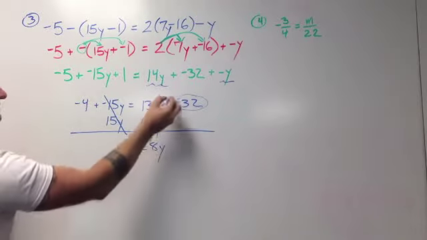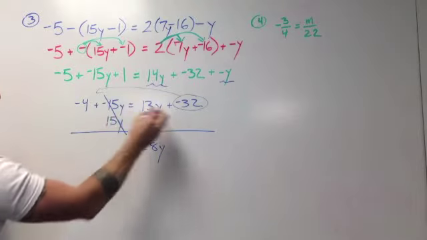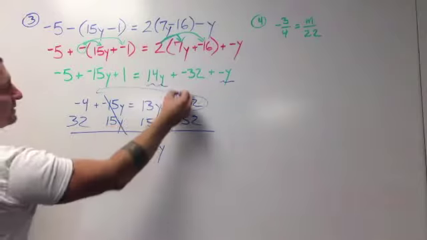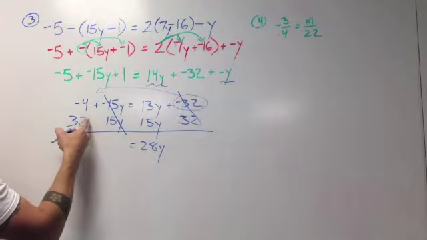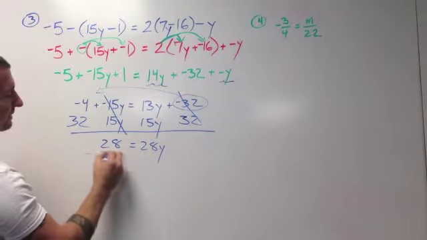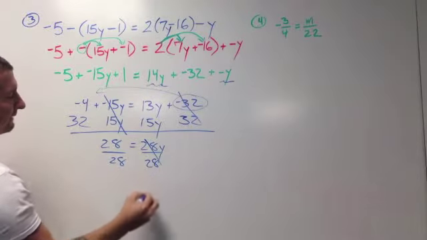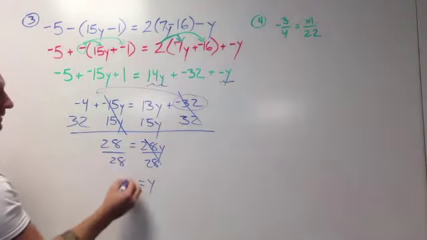And now that means I need to move this negative 32 off of the right. I don't want it over here unless it's a variable. Move it over this way. So I add the opposite, which is 32, to both sides of the equation. Negative 4 plus 32 is 28. Divide by my coefficient 28. I get y equals 28 divided by 28, which is 1.